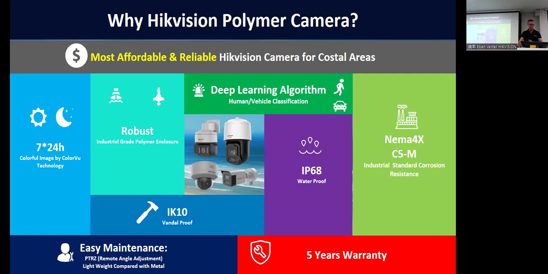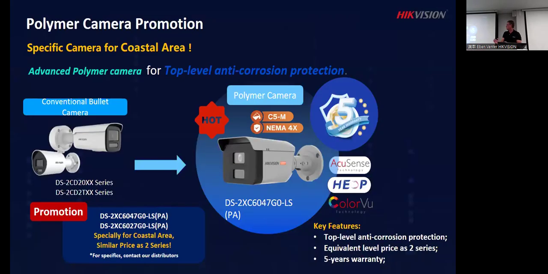Really cool. And of course, the new thing there at the bottom, check there, a 5-year warranty on those cameras. So we're not just saying it's a proper camera, we're saying it can do it. It's awesome. So let's have a look at the camera quick. There's the conventional camera on promotion currently. You can get the new Polymer camera with a 5-year warranty for about the same price as a normal bullet.